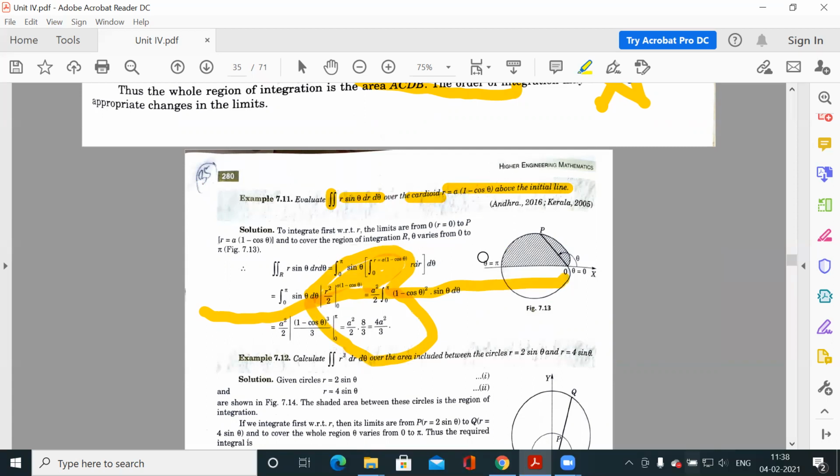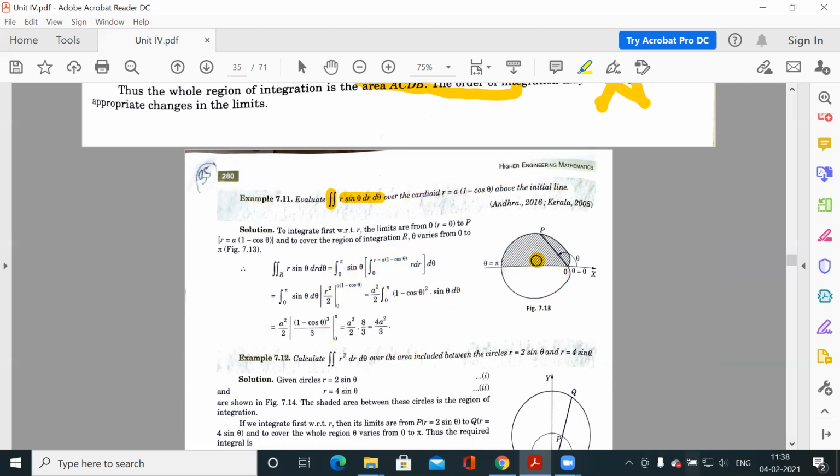First we will find how r varies in this region. What is r? R varies from 0 to that curve. On this line r is equal to 0, and you go towards this curve. So r varies up to this curve, and this curve is the cardioid r is equal to a(1 minus cos theta). So the minimum possible value of r is 0.